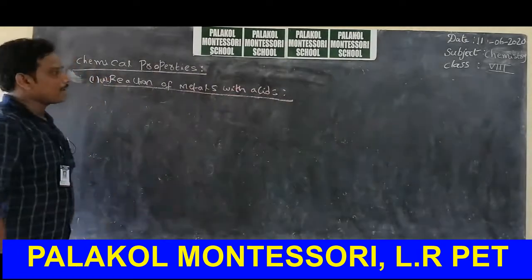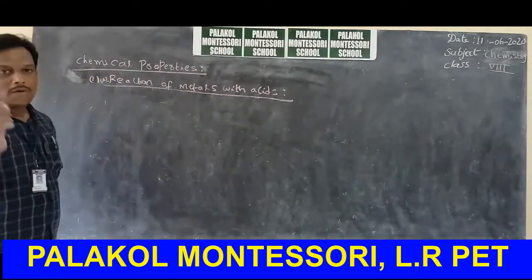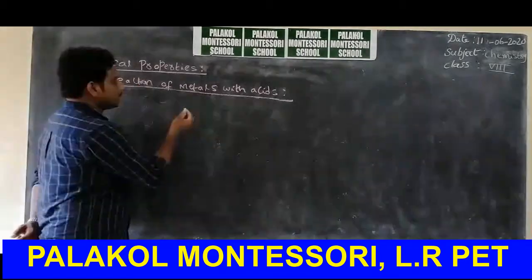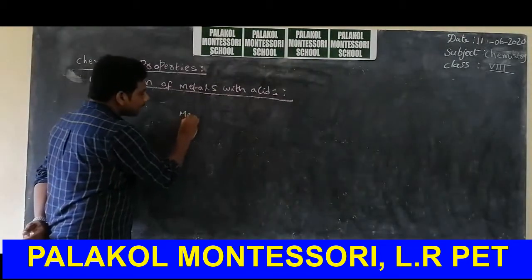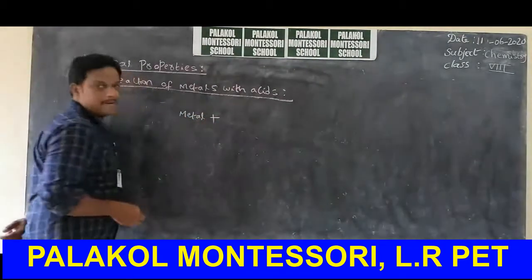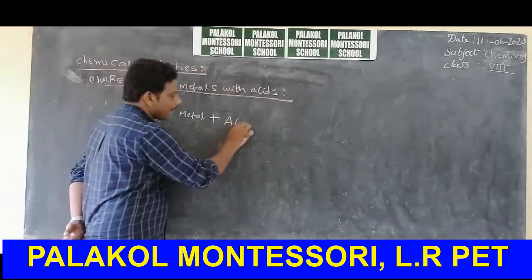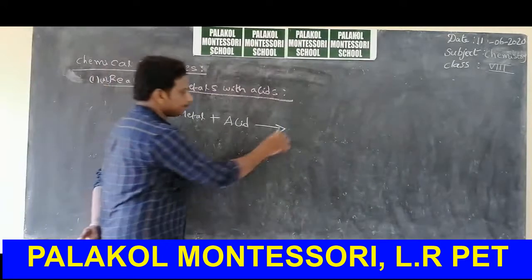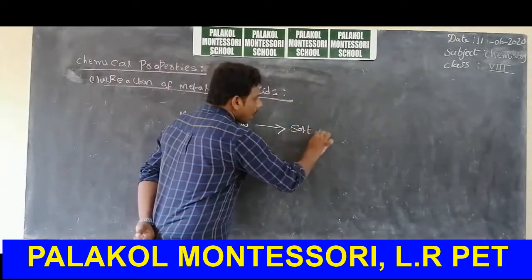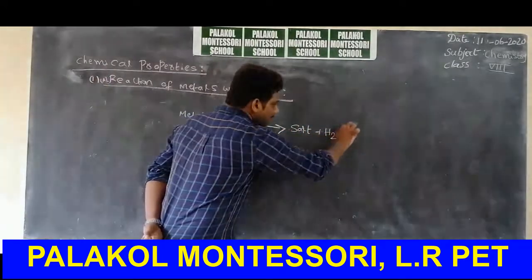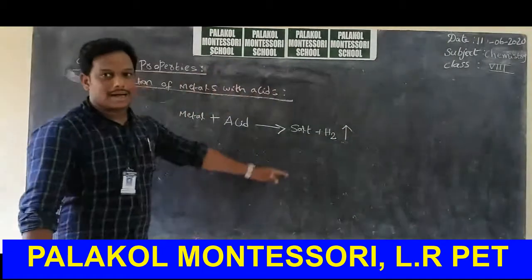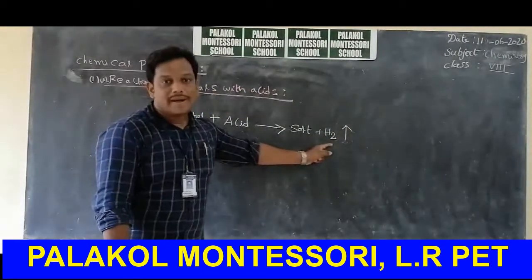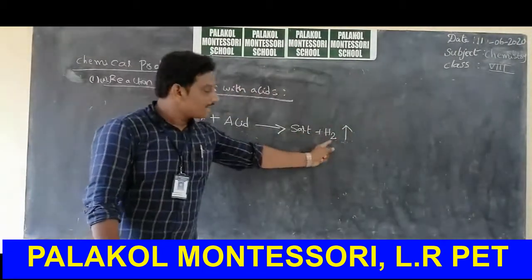So first we start with the reaction of metal with acid. Now I will write a general equation for that. When a metal reacts with acid, what happens? When a metal reacts with acid, they form salt and hydrogen gas. This is the symbol. The upward arrow indicates hydrogen gas. That means it is a gas.